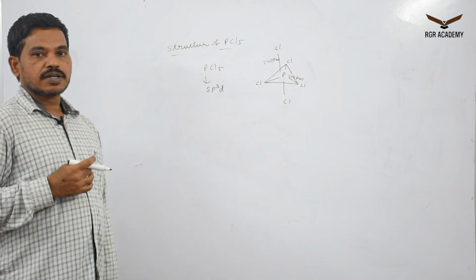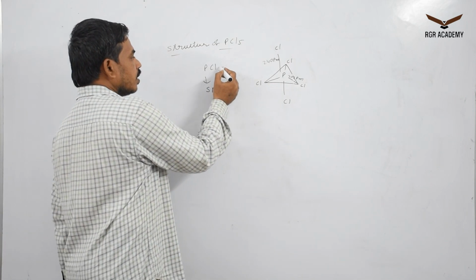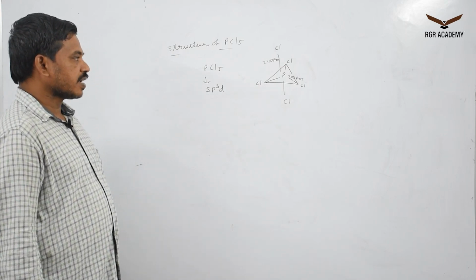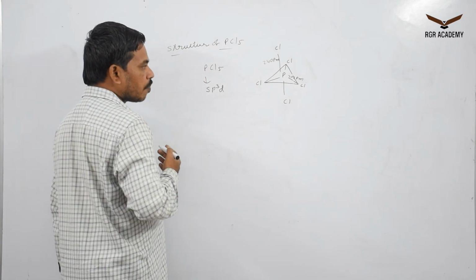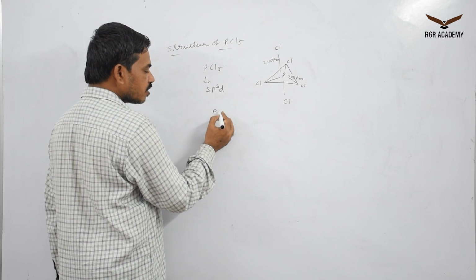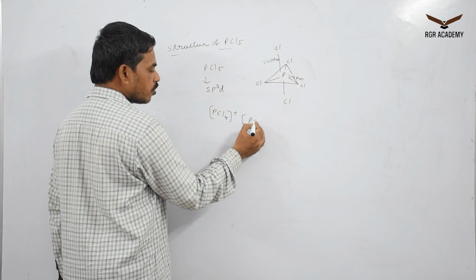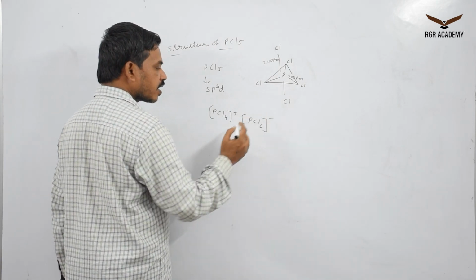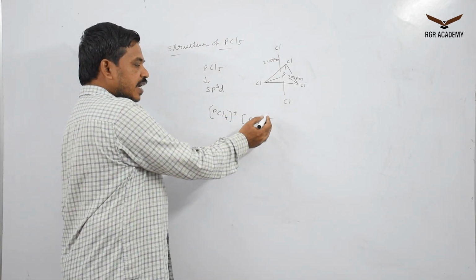In liquid state and gaseous state, it has which structure? That is a trigonal bipyramidal structure. But in solid state, it forms an ionic compound. PCl5 gives PCl4 plus and PCl6 minus. In which state? Solid state. Ionic compound is formed, PCl4 plus and PCl6 minus.